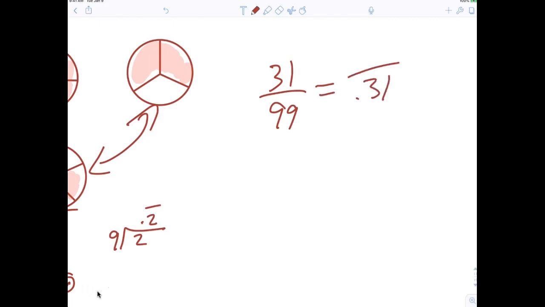0.31 repeating. Right? So if we had calculators, I'd show you 31 divided by 99 is 0.31 repeating. So if you know the pattern, that's easy. But if you don't know that, then you look like, wow, how does he do that?